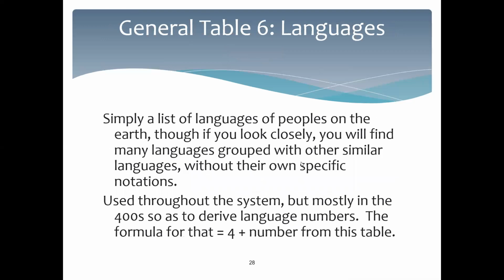Table 6 is simply a list of languages of people on Earth. If you look carefully, though, you'll find that many languages are grouped with other similar languages, and some do not have their own specific notations. This again is used throughout the system. It's mostly used in the 400s to derive those language numbers. So you're going to look at something from the table from the 400s plus a number from Table 6.